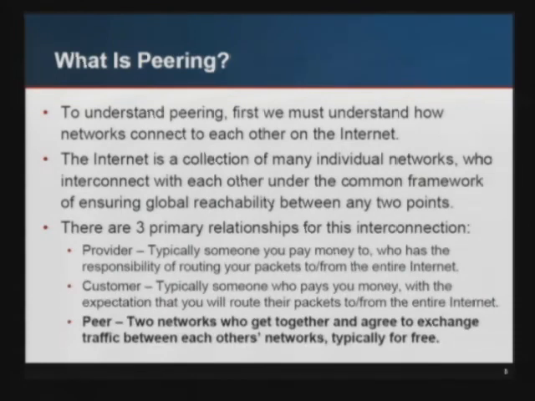And there's really three primary relationships that these interconnections take. The first one is a provider. That's someone that you pay money to, who has the responsibility of routing your packets to the entire internet. The inverse of that is the customer. That's someone who pays you money with the expectation that you will deliver their packets to and from the entire internet. And then the third main relationship type is the peer, which is two networks that get together and agree to exchange traffic between their two networks only, typically for free.